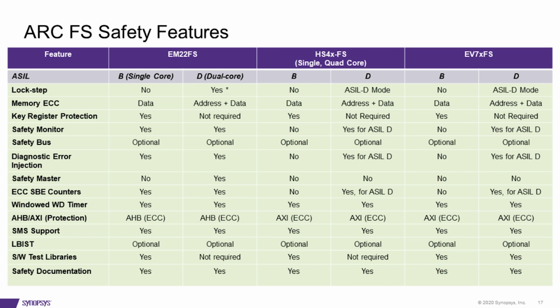So this is just a snapshot of some of the safety features that are important across the board. You can see from the EM, HS, and EV cases here things like ECC on the memories, providing protection on key registers, and a safety monitor for dual core lockstep, making sure that if you require ASIL D, and generally that requires a dual core lockstep mechanism where identical code is being run on both cores, and they're being checked every cycle between one another to make sure that there's no glitching or no faults injected there.